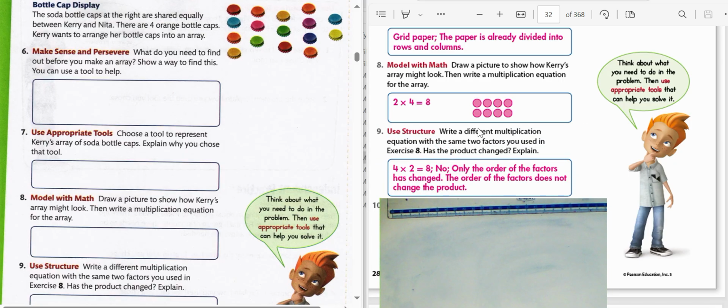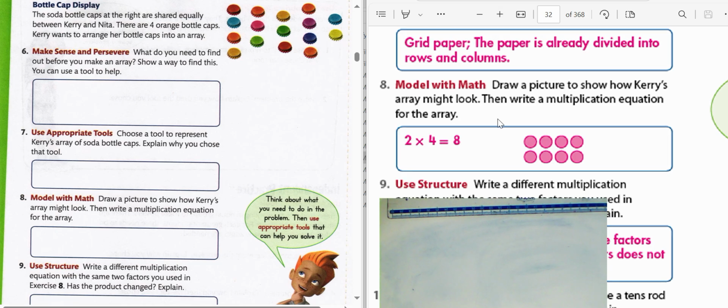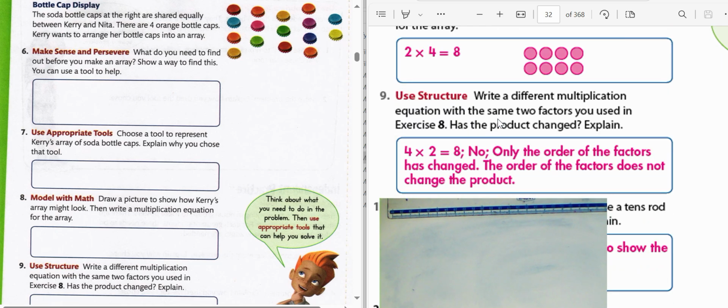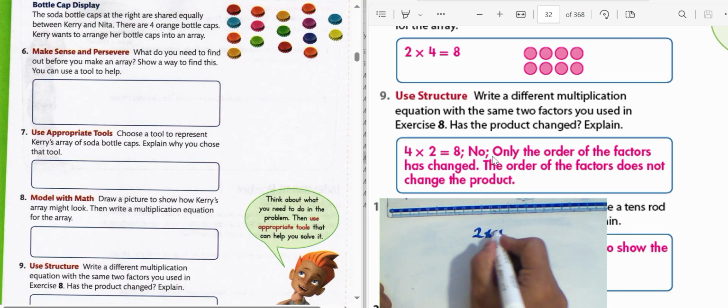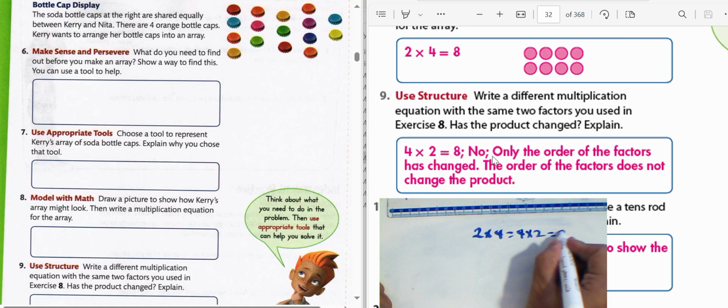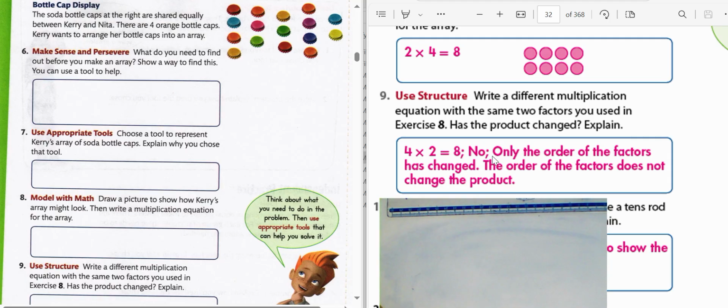Next question, use structure. Here I want to write a different multiplication equation with the same 2 factors you used in exercise 8. In this exercise 8, do you know the strategy? We can use the commutative property. 2 times 4 equals 8. Then we can write 4 times 2 equals 8 using the commutative property. We can replace it. The order of factors doesn't change the product. Okay, 2 times 4 equals 8.